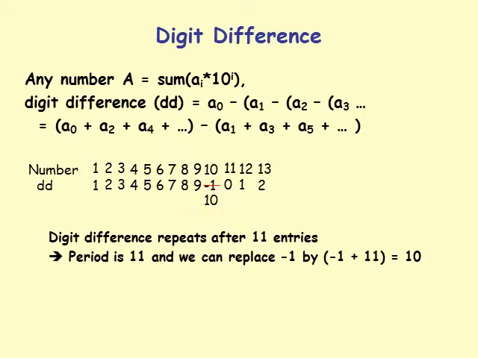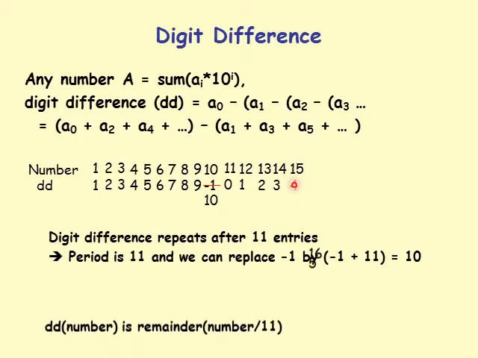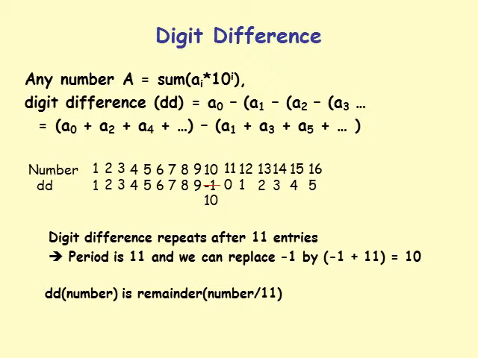Let's continue with 13. The digit difference is 3 minus 1, which is 2. With 14 it's 4 minus 1, which is 3. 15 is 5 minus 1, which is 4. 16 is 6 minus 1, which equals 5. You can verify for yourself that the numbers in the digit difference row are the remainders when the corresponding number in the first row is divided by 11. So DD of a number is the remainder.